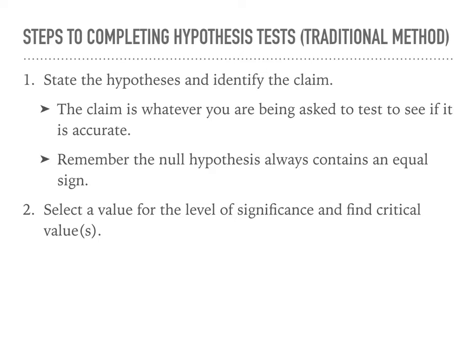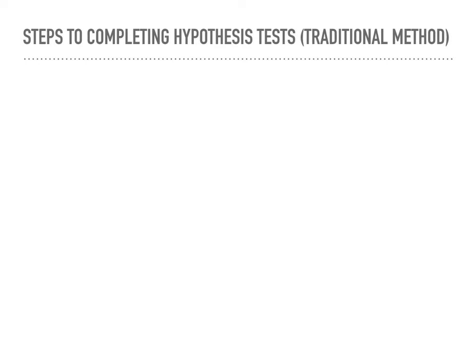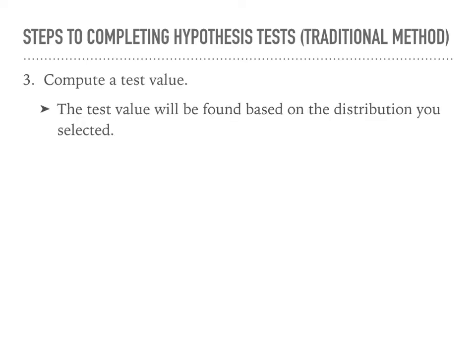Second, you want to select a value for the level of significance and then find the critical value or values. The critical values help you make a decision about whether or not to reject the null hypothesis, so you do need to find these. Third, you will compute a test value. The test value will be found based on the distribution that you selected.